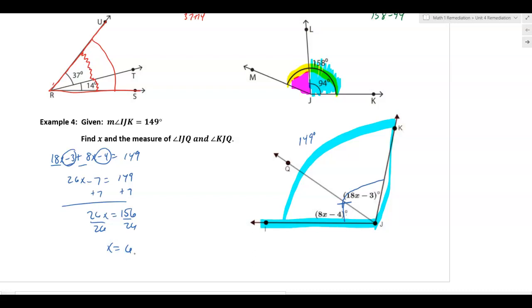Once I know x, for angle IJQ, I'm just going to do 8 times 6 minus 4. 48 minus 4 is 44 degrees. Now I can find the other angle, KJQ. I could either do 149 minus the 44 degrees, which would give me 105 degrees, or if I do 18 times 6, which gives you 108, 108 minus 3 is 105 degrees. So you could finish that problem off either way.